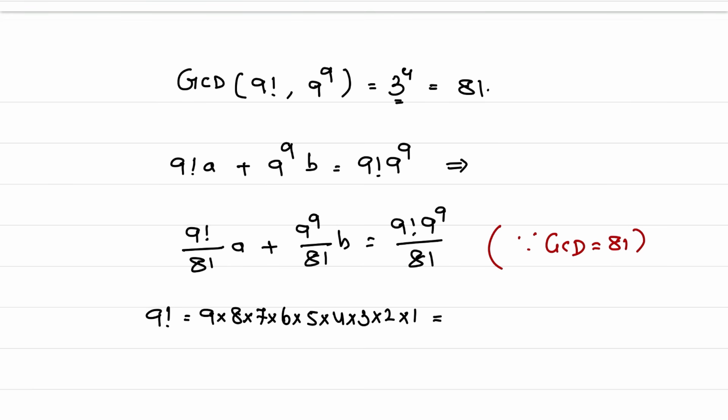9 times 8 is 72, 72 times 7, times 6, and so on, gives 362,880. This you can do, it's simple arithmetic. And what is 9 to the power of 9? 9 to the power of 9 is 387,420,489. It is also simple arithmetic.